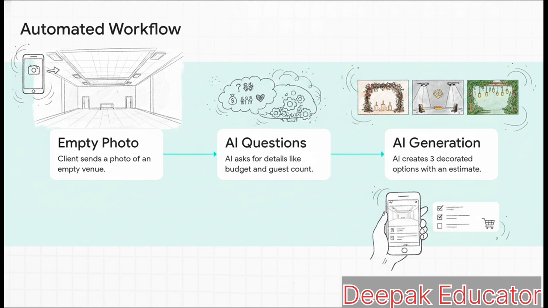In about 1 minute, literally less time than it takes to pour a cup of coffee, the AI generates 3 stunningly decorated photos. We're talking a timeless romantic look, a modern glam setup, an organic garden vibe, all complete with an itemized price estimate. The client can sit there playing with a slider on their phone, watching the empty venue fill with decor, and just checking boxes to build their own custom quote. No way you could do that manually that fast.